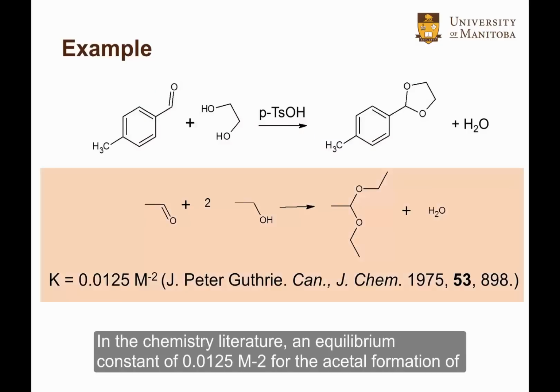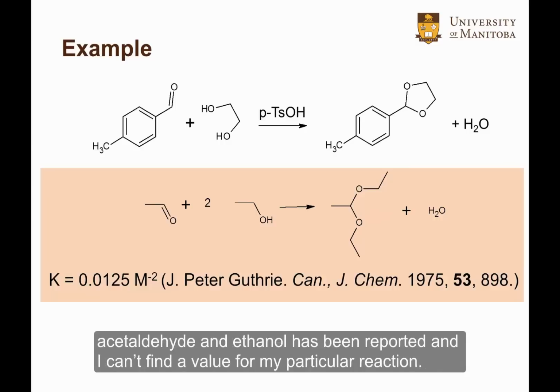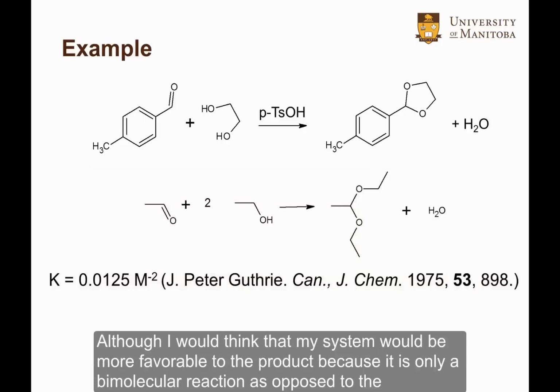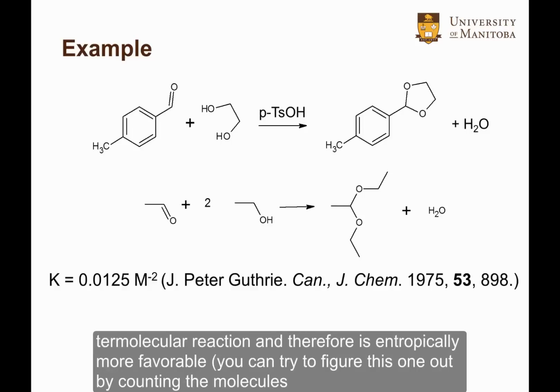In the chemistry literature, an equilibrium constant of 0.0125 moles to the minus 2 for the acetal formation of acetaldehyde and ethanol has been reported, and I can't find a value for my particular reaction. However, I can use this number as a starting point for my system. Although I would think that my system would be more favorable to the product because it is only a bimolecular reaction as opposed to a termolecular reaction, and therefore it's entropically more favorable.